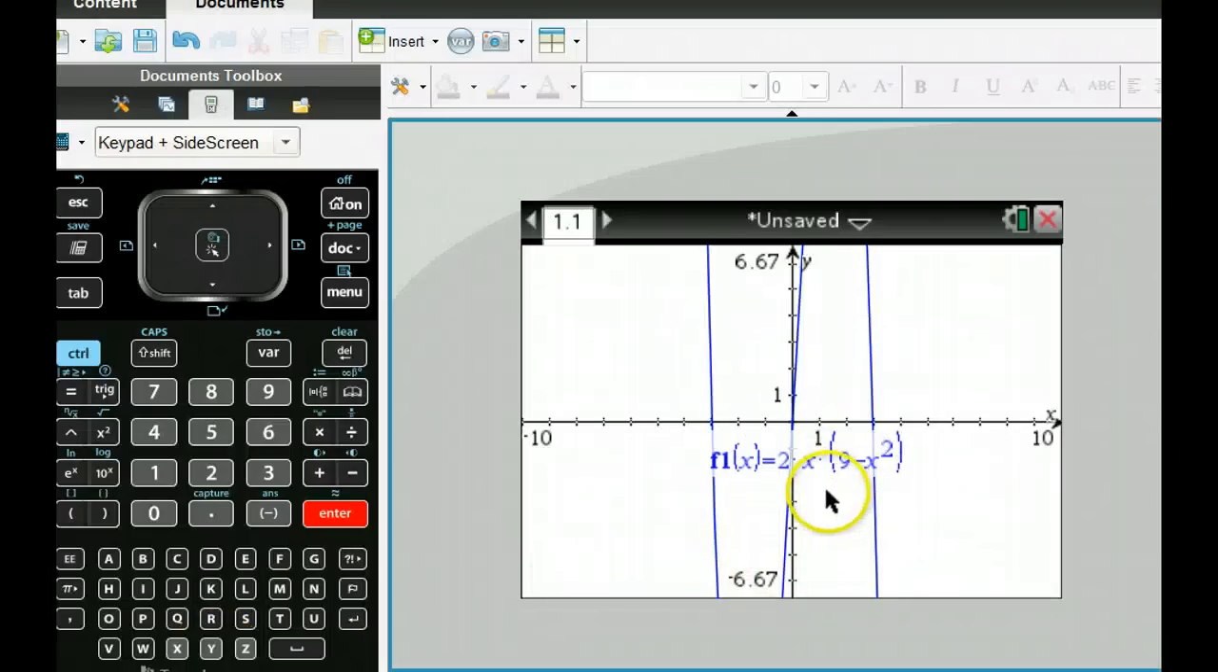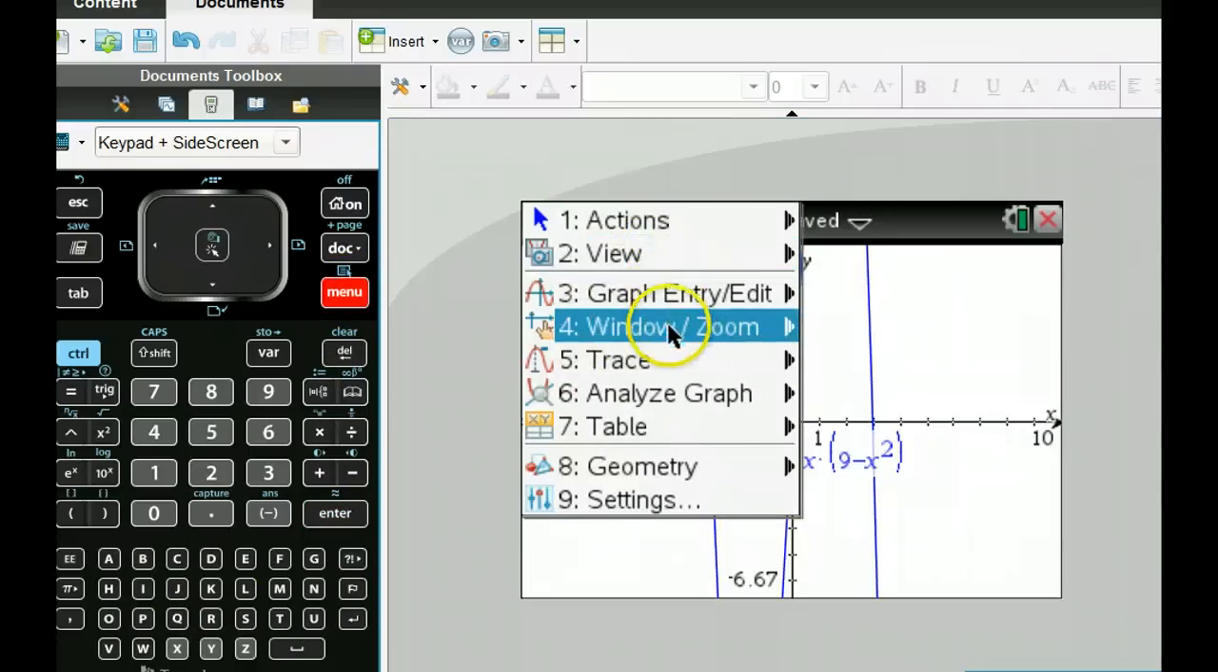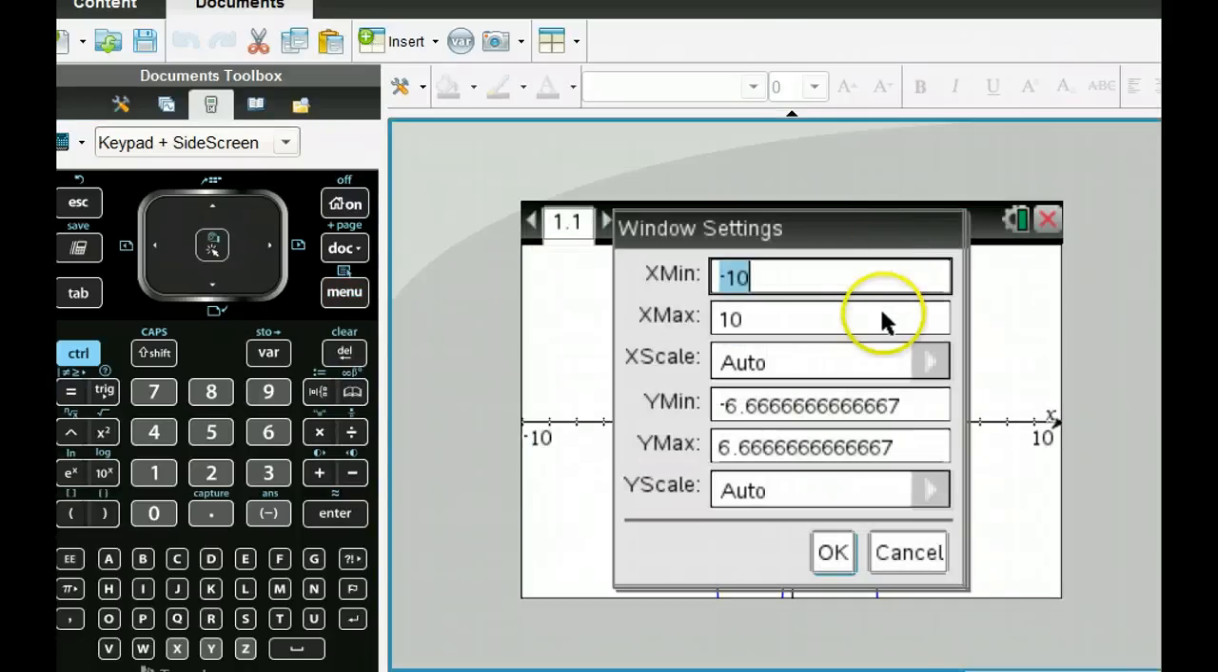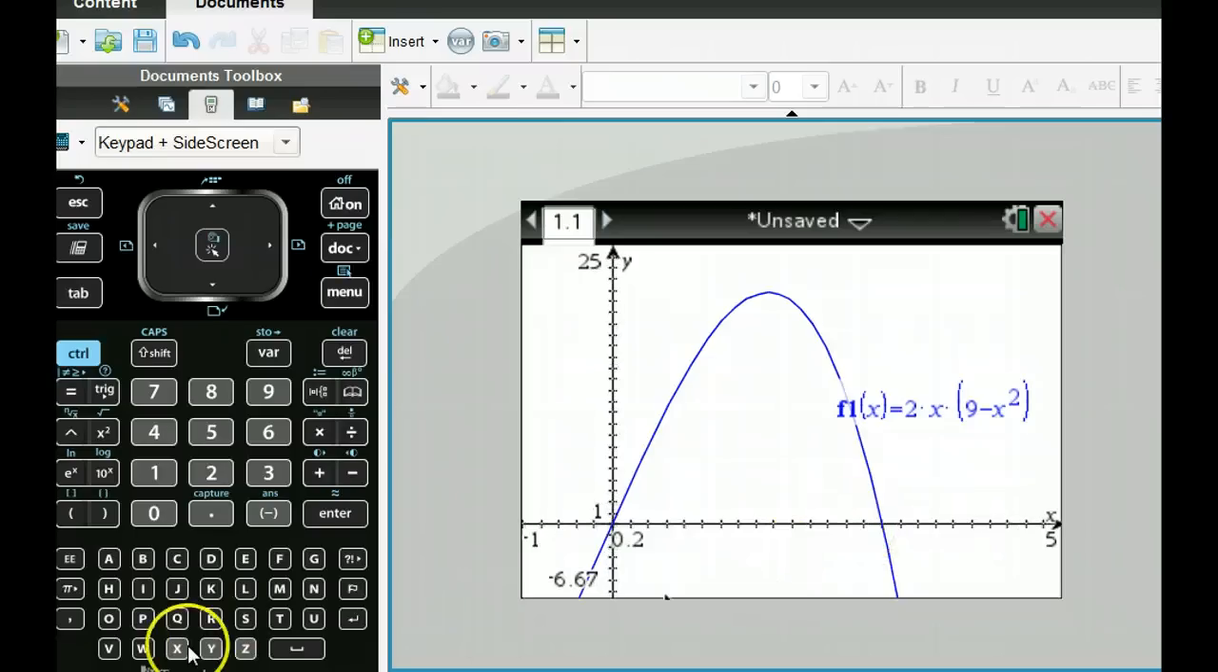So if you get this graph, this is a standard window. What is your practical domain? Well, I'm looking at x in the first quadrant, and x can go up to a value of, what do you think? 3? Yeah, makes sense. So I should fix my window a little bit. I'm going to go to Window Settings, and I can start this at -1 just to show a little bit. I don't need too much of this one, so I could change that. And then my y max definitely has to be bigger than 6, so maybe I go to 25 just to be safe. And there's my graph right there.